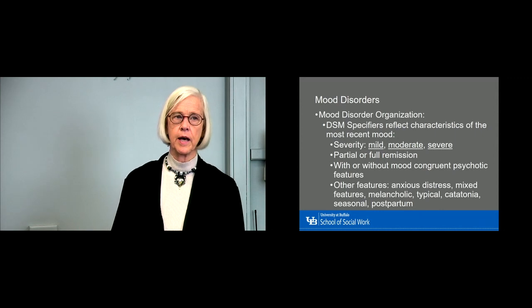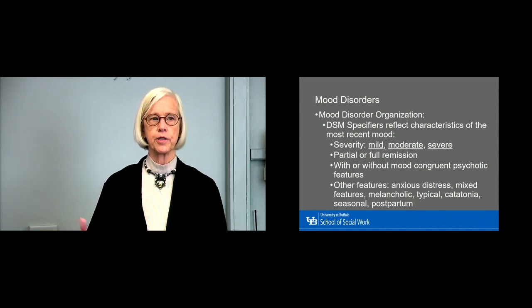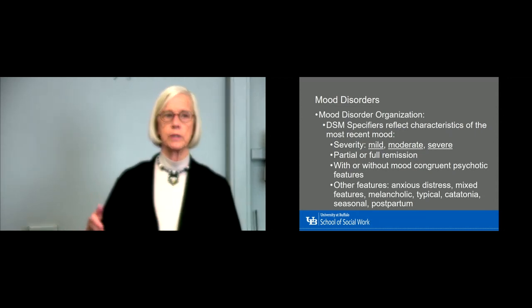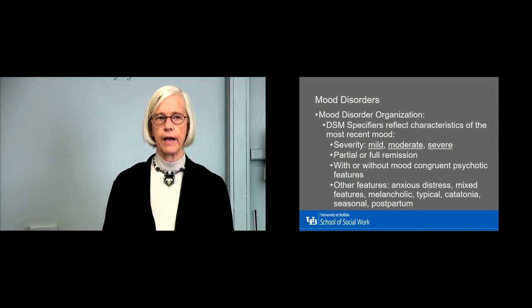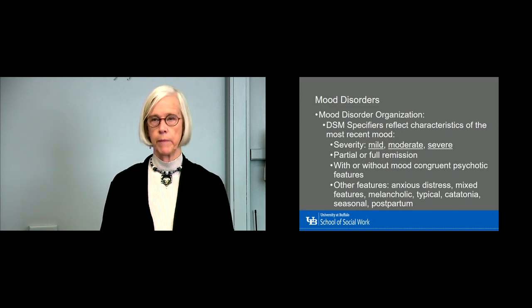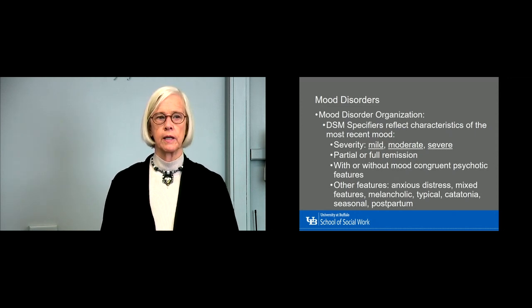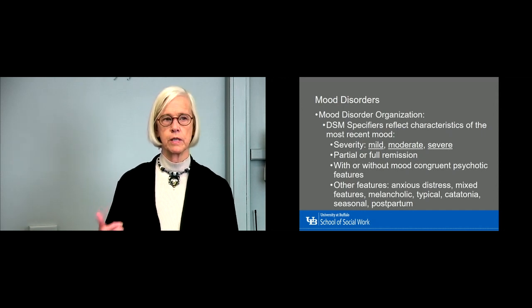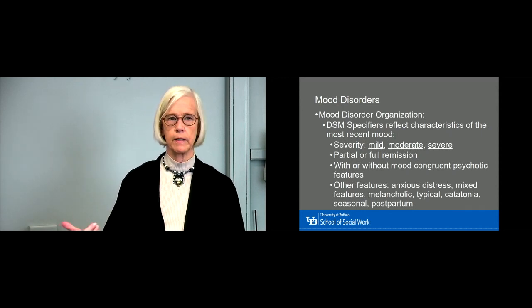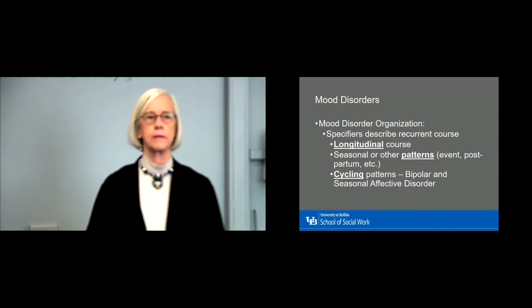Now, in the DSM, much like the ICD, the specifiers are really mild, moderate, or severe in terms of severity, whether it's in full or partial remission, and people do go into remission, with or without mood congruent psychotic features, or other features include anxious distress, mixed features, melancholic, which you're going to see with Barbara, catatonic, which you see in Mary Ann in her depressive cycle, typical, seasonal, and postpartum. Again, I don't deal with postpartum for the obvious reason.